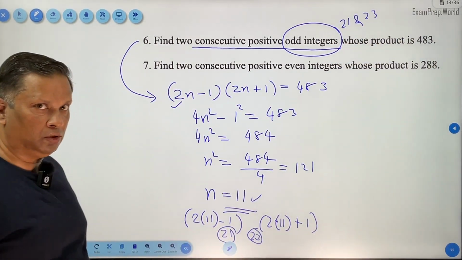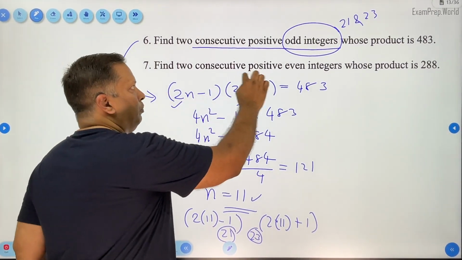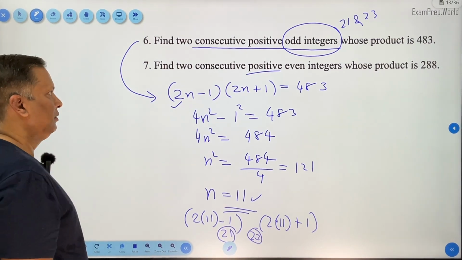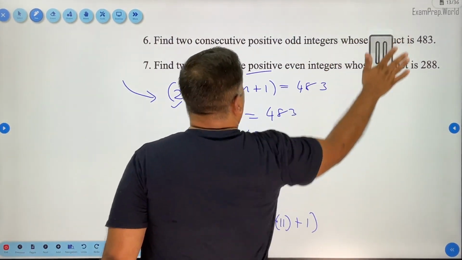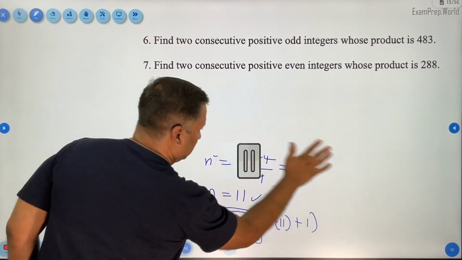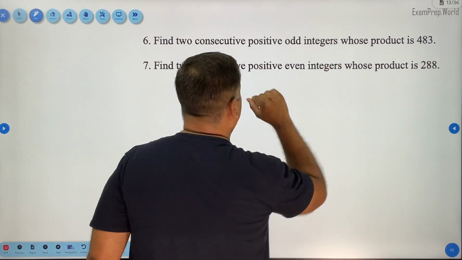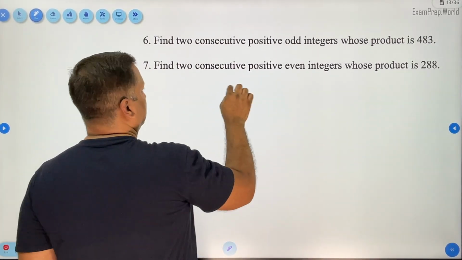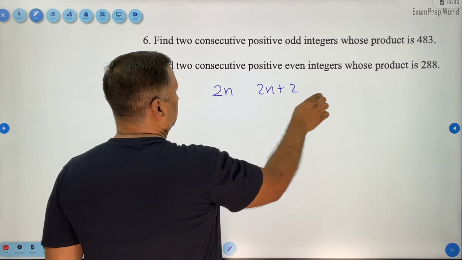I am going to erase this, so pause, write it, because I am going to show you now positive even integers. How do you do that? Okay. So I am erasing. I hope you have written this. Now let's do positive even integers. An even integer is just 2n. The first one is 2n and the next one will be 2n plus 2, right?